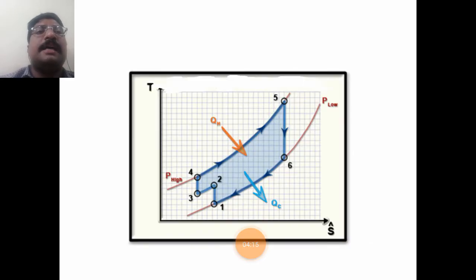Okay. So, this is the TS diagram for the intercooling system. See here, point 1 to 2. As I said, in the compressor, adiabatic compression takes place. From 1 to 2, adiabatic compression takes place in the compressor, and from 2 to 3, constant pressure heat rejection takes place. From 3 to 4, again adiabatic compression takes place, from 4 to 5, constant pressure heat addition takes place, and from 5 to 6, adiabatic expansion takes place. This is the TS diagram for the intercooling system.